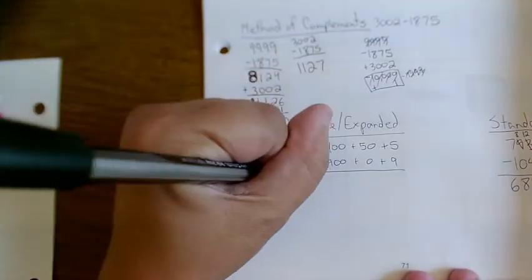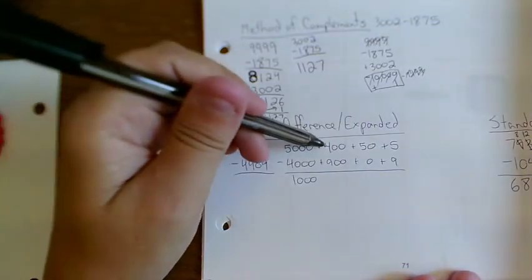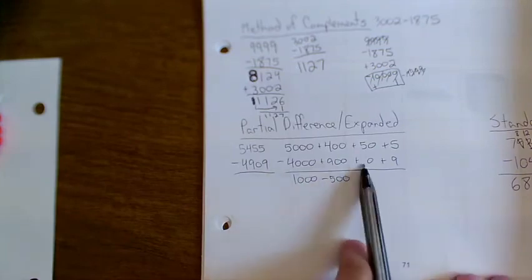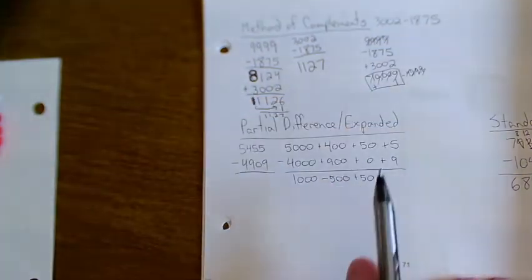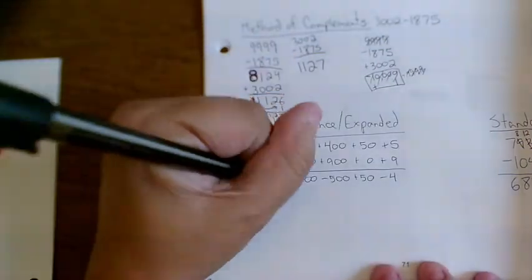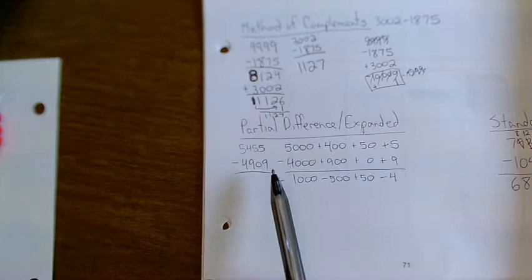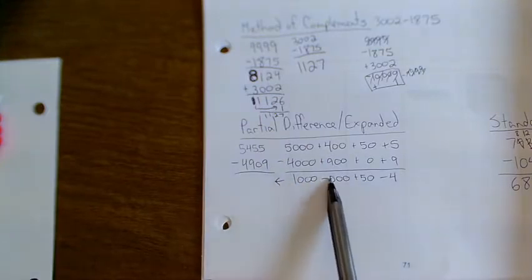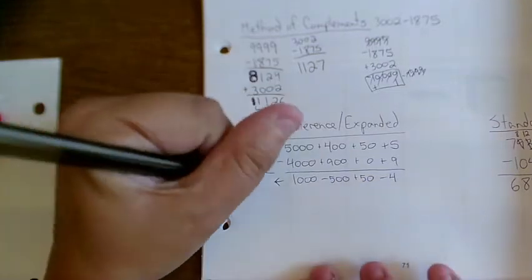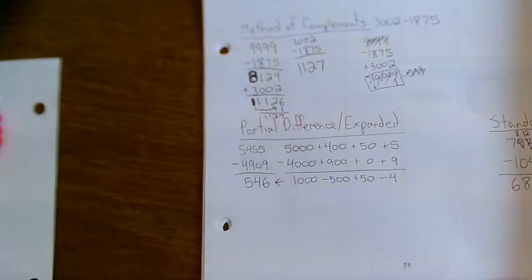So 5,000 minus 4,000 is 1,000. 400 minus 900 would be a negative 500. 50 minus 0 is 50. And then 5 minus 9 would be a negative 4. So then we have to do a little math in order to figure out our regrouping of our answer. So 1,000 minus 500 would be 500. And then 50 minus 4 would be 46. So our answer should be 546. So 5,455 minus 4,909 is 546.